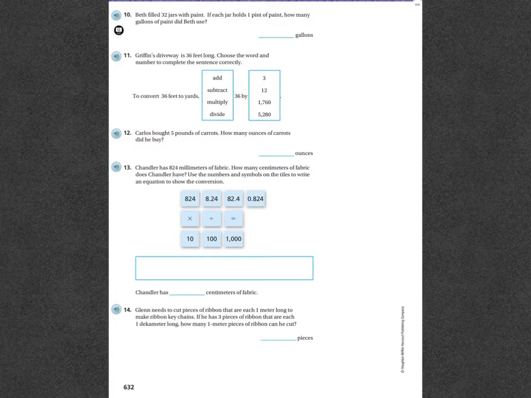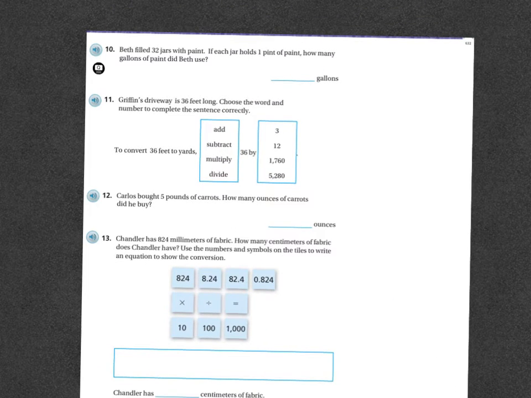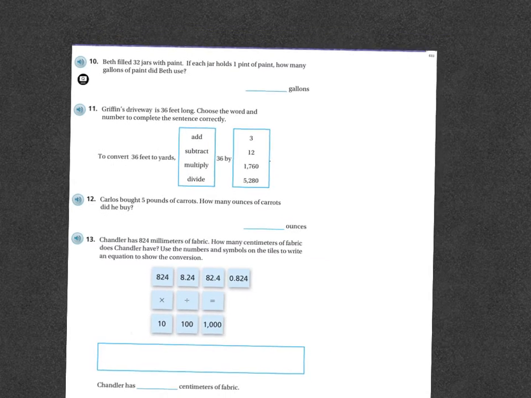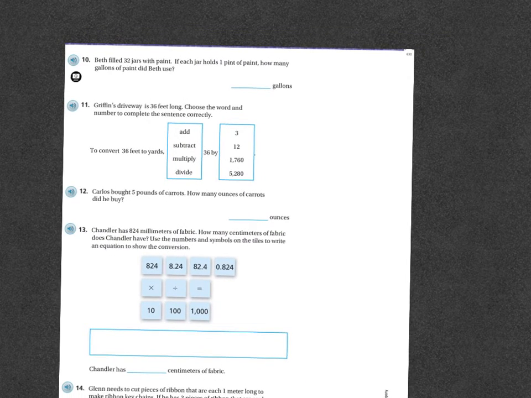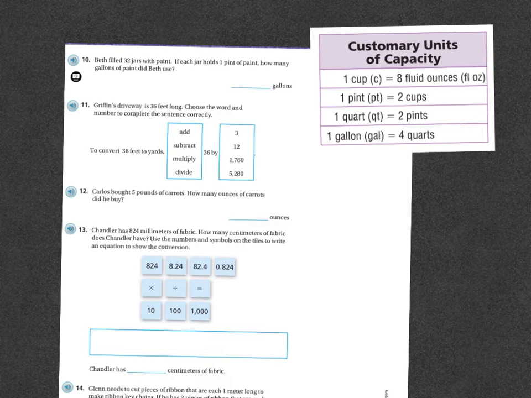Good morning. Welcome. Week 9, day 5. Happy Friday. All right, we're going to continue reviewing for chapter 10. And we are on page 632. Number 10. Ben filled 32 jars with paint. If each jar holds 1 pint of paint, how many gallons of paint did Ben use? Again, let me pull up the chart that you'll be using. And you're going to be converting pints into gallons.